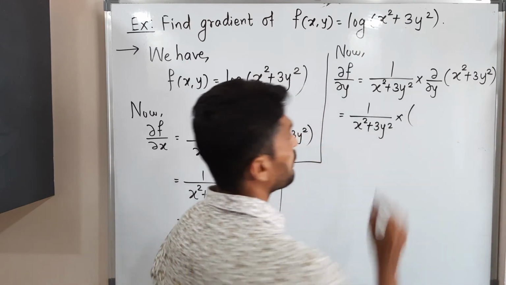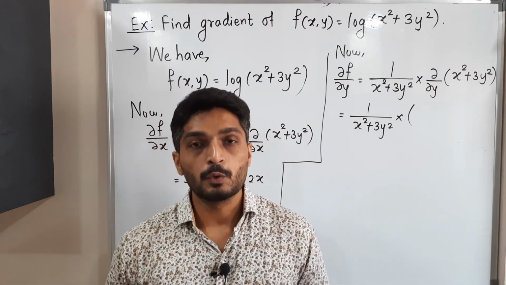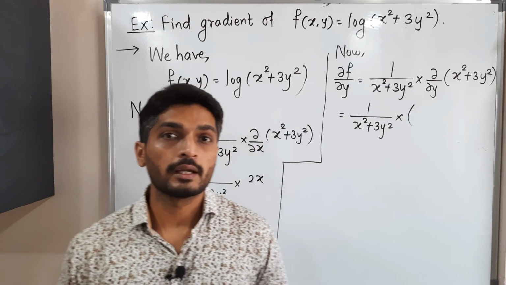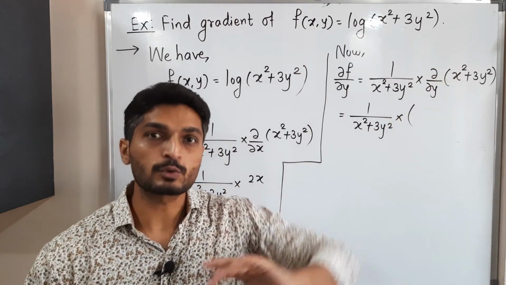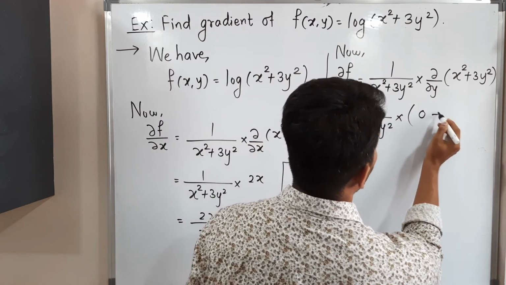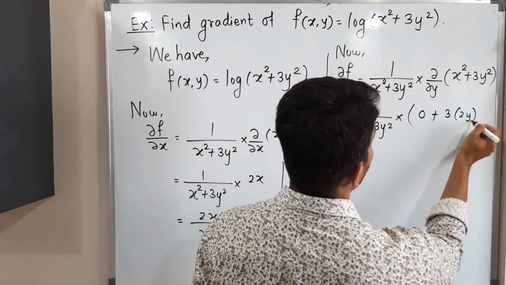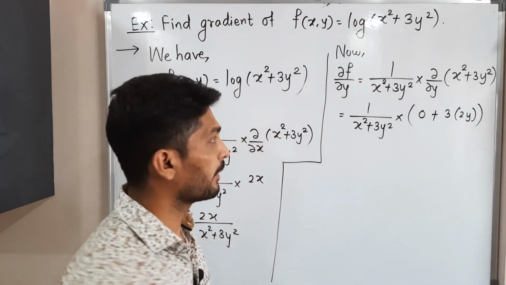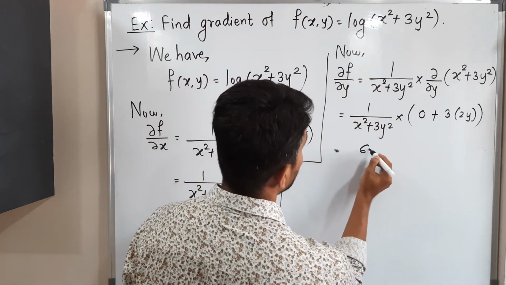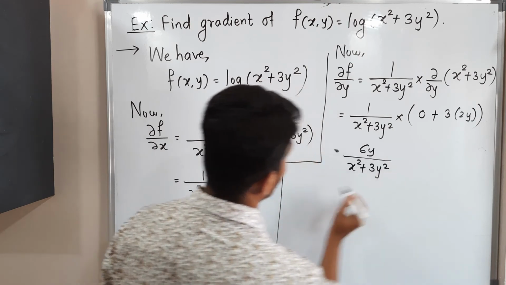If you think about that bracket, there is addition, so we can take separate derivatives. We are taking the derivative with respect to y, and the first term is a function of x only. So it's a constant and its derivative will be 0. Plus, see, 3 is a constant and the derivative of y square is 2y. So its value is, combined, 6y upon x square plus 3y square.